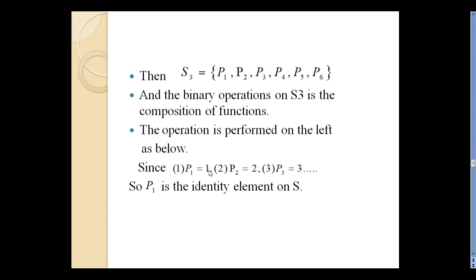1 into P1 we get P1. 2 into P2 we get 2. 3 into P3 we get 3. So P1 is the identity element on S. When you multiply P1 with all the elements you will get the same element again. So we say P1 is the identity element on S.